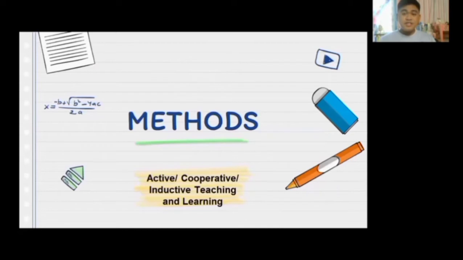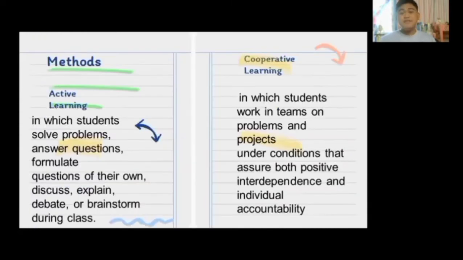Let's find out the methods. First, active learning. So the first thing that comes into our minds when we hear the word active is there is a collaboration, discussion, or exchange of ideas from one another. As defined, the students solve problems, answer questions, formulate questions of their own, discuss, explain, argue or debate, brainstorm, and share or exchange ideas with one another. So this is the first method, which is active learning.